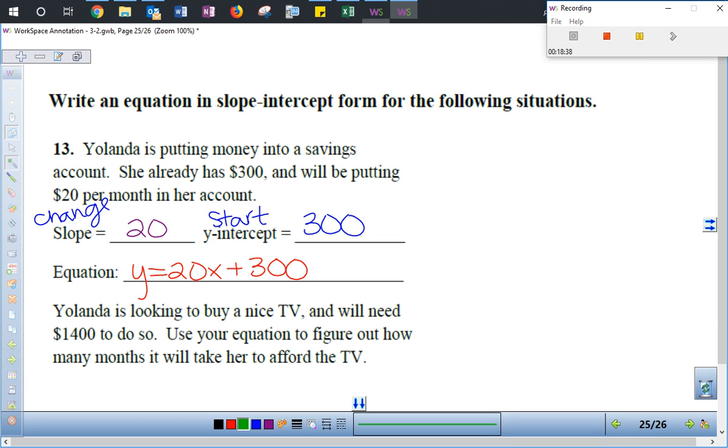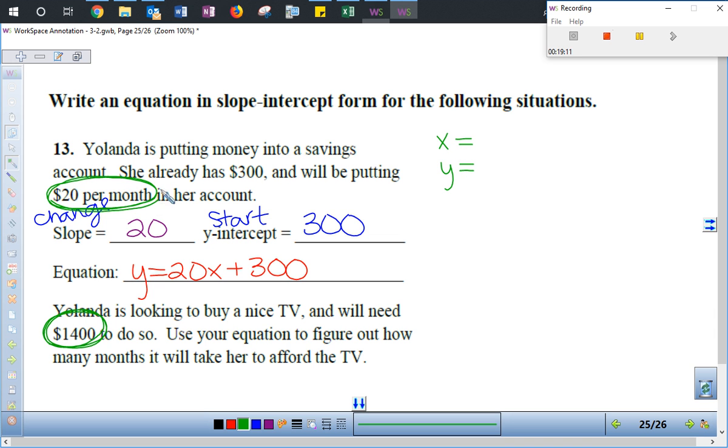Now Yolanda is looking to buy a nice TV and will need $1,400 to do so. Use your equation to figure out how many months it will take her to afford the TV. Now they gave us a number of 1,400 here, and we have to figure out which variable to substitute it in for to solve. To do that, I first need to identify what my variables represent. I need to say x is talking about this and y is talking about this, so I can easily read my equation. Now, to figure out what they represent, I'm going to look at the slope.